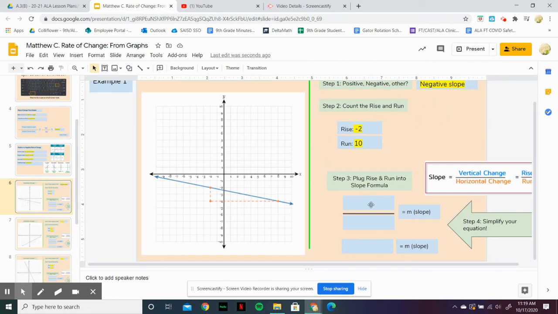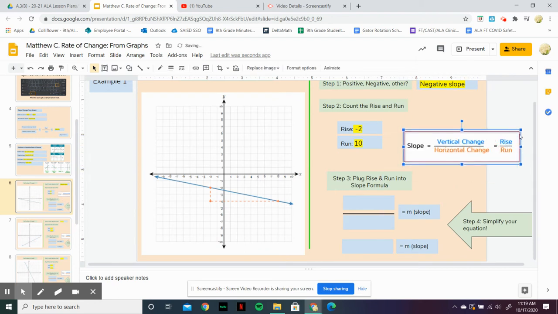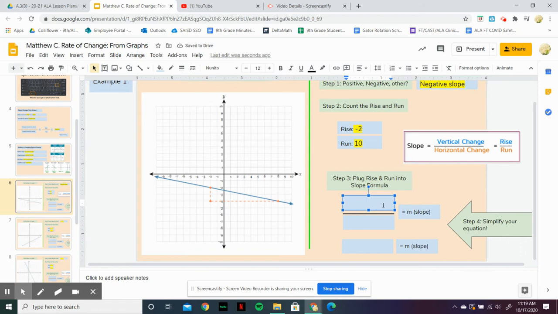Step 3 says to plug the rise and the run into the slope formula. Well, the slope formula right here tells me that it is rise divided by run. So negative 2 divided by a positive 10.